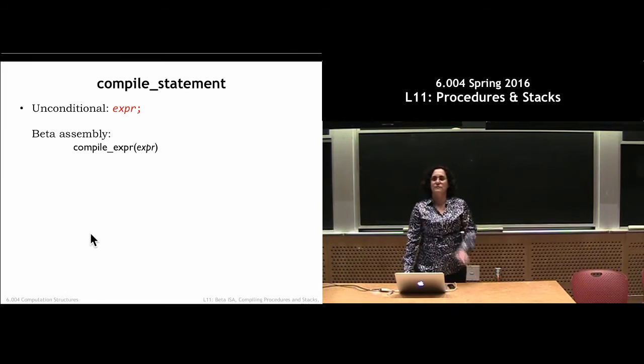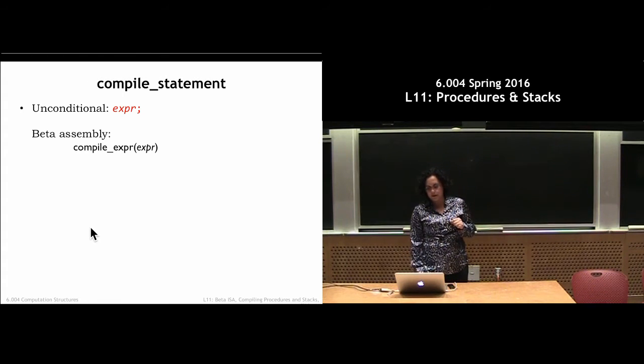So we've completed compile expression. We now move on to compile statement. We had 4 kinds of statements that we mentioned in last lecture, and we're going to see what we do with each of them. The first is an unconditional type of statement, and it's made up of an expression.